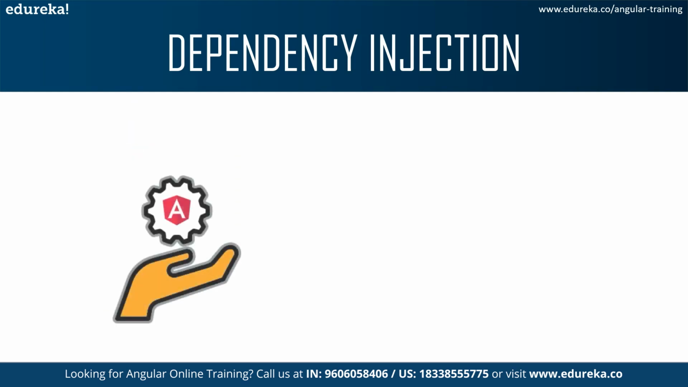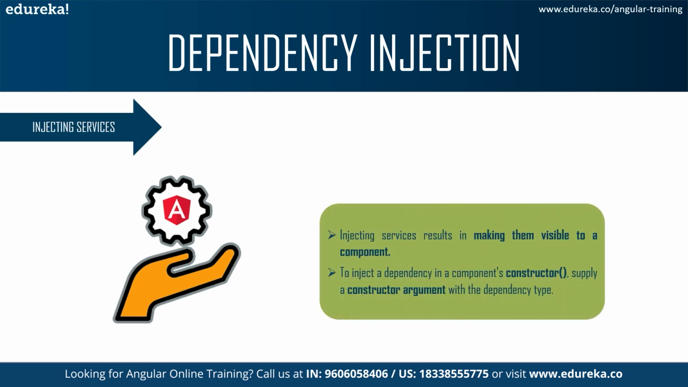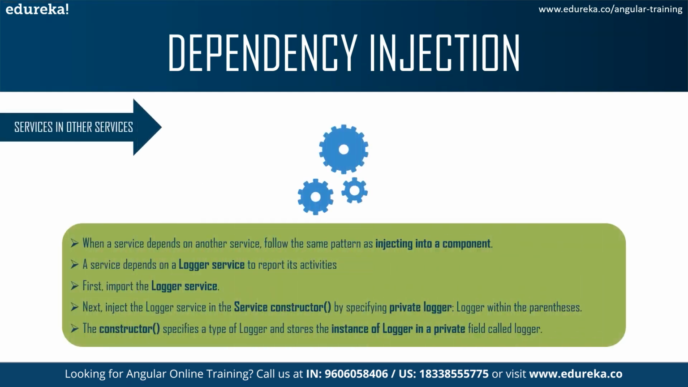Now, speaking of injecting services, anything that you inject as a service will be visible to a particular component. If you want it to be visible throughout your application, you can specify your service in your module. To inject a dependency in a component, you use the constructor. You can specify any argument inside your constructor function depending on your type. There are different varieties of services, so there are certain specifications you need to consider while adding your services.